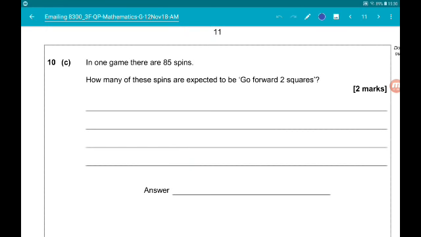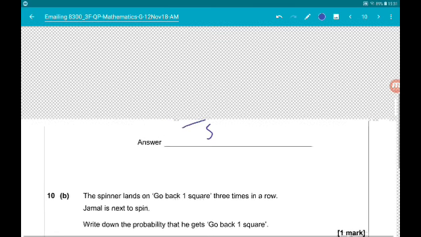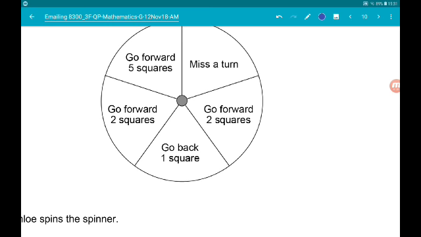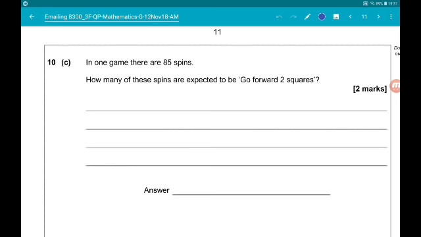Part C. In one game, the spinner is spun 85 times. How many of these spins are expected to be go forward 2 squares? So, go forward 2 squares pops up once, twice. So there are 2 sections saying go forward 2 squares. So the probability of landing on it is 2/5, which means 2/5 of all spins would be expected to be going forward 2 squares. So we just need to work out 2/5 of 85. On your calculator, just put it in as 2/5 times 85. You will get 34.